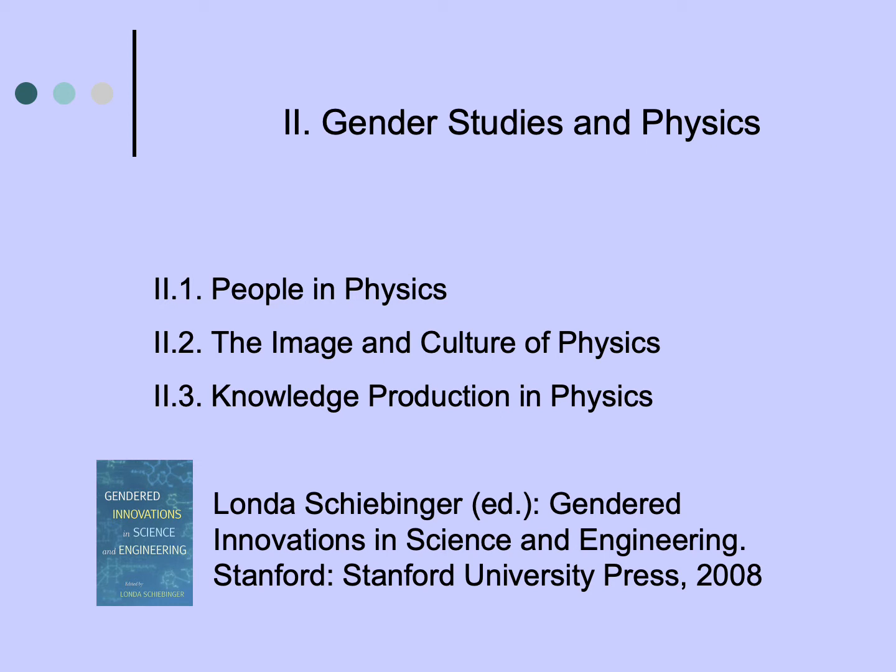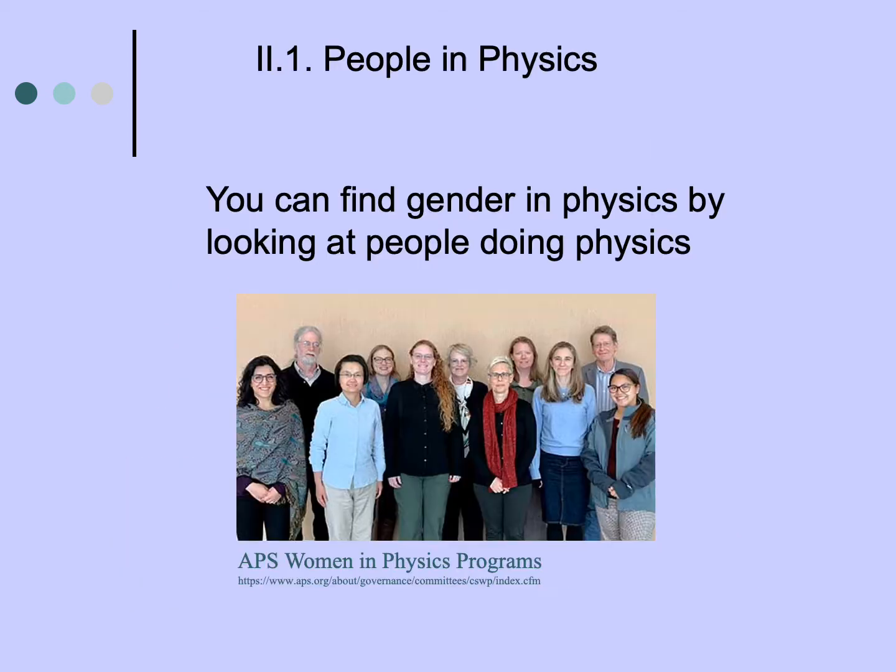Londa Schiebinger made a suggestion in her book Gendered Innovations in Science and Engineering that we could subdivide the field in 3 areas: we can study the people in physics, the image and culture of physics, and the knowledge production in physics. And I will follow her suggestion. So first of all, let's have a look at the people in physics. You can find gender in physics by looking at people doing physics.